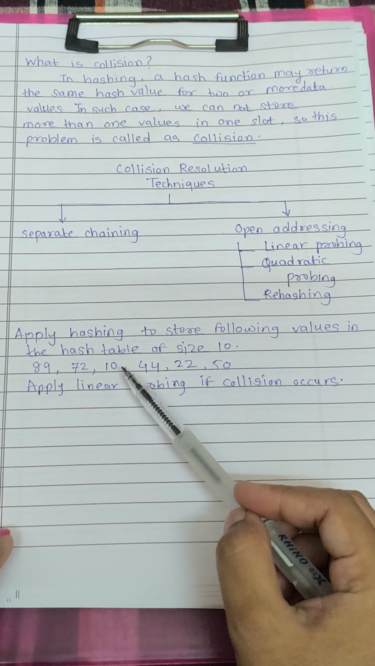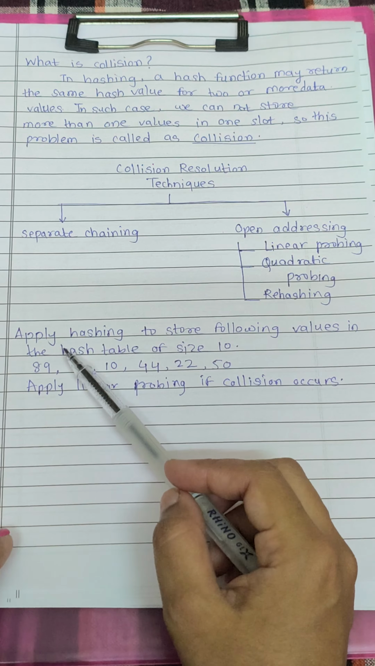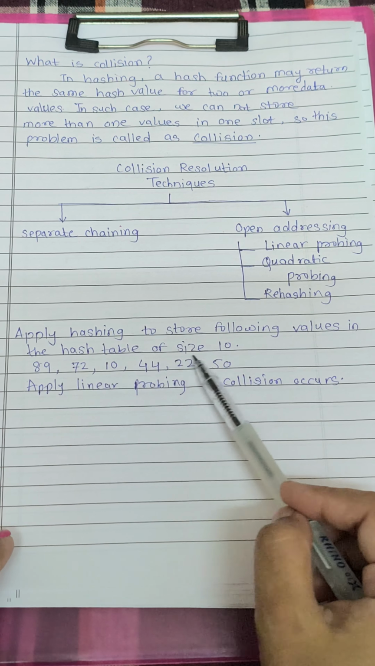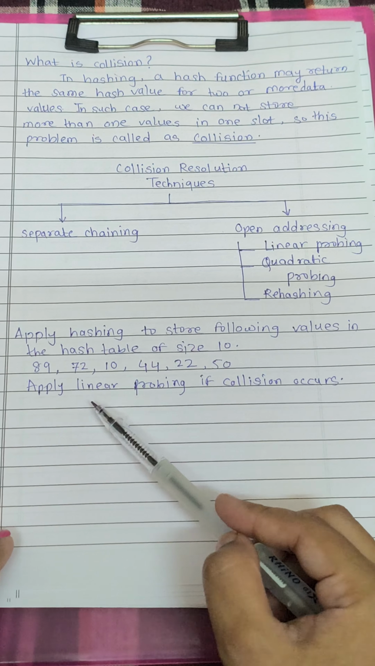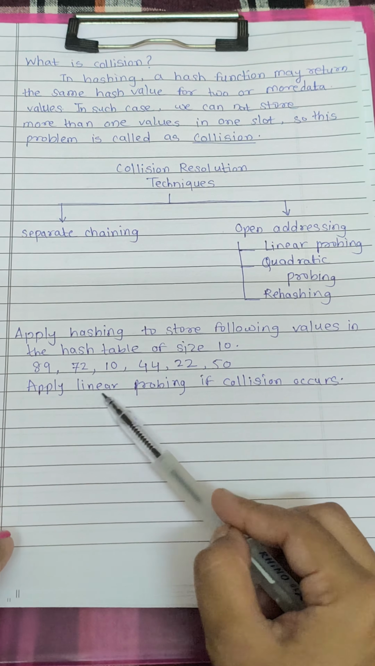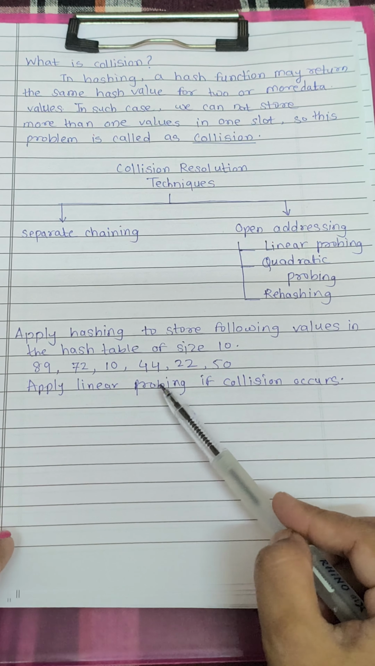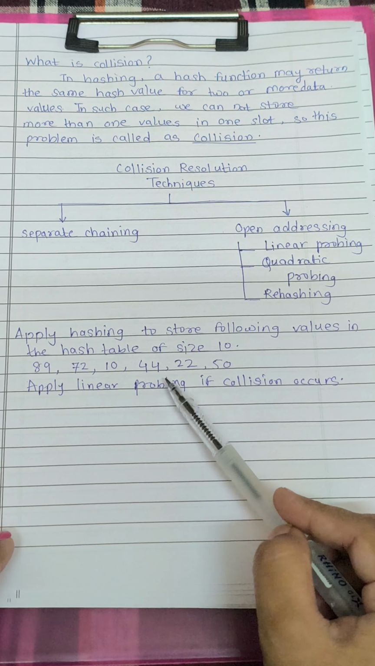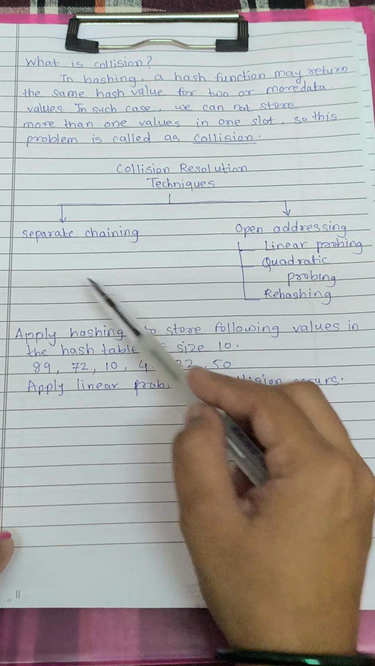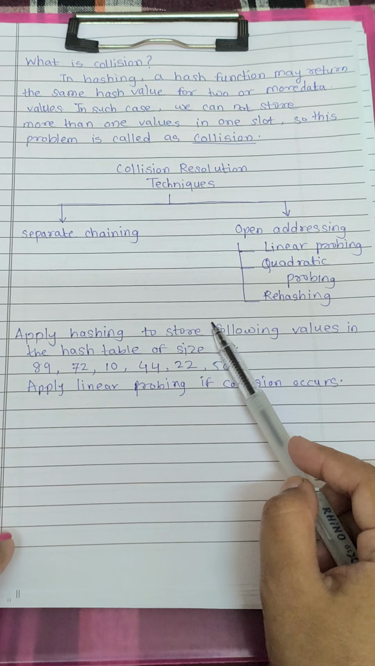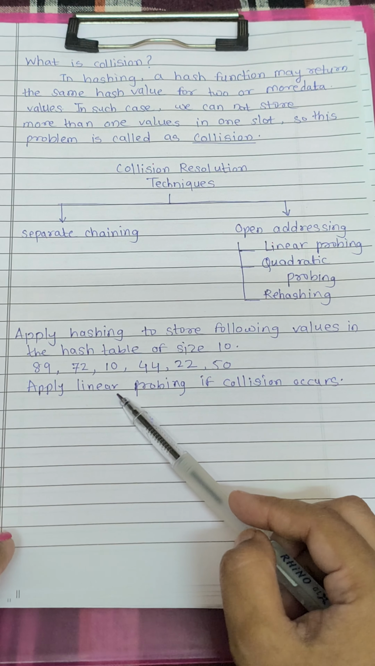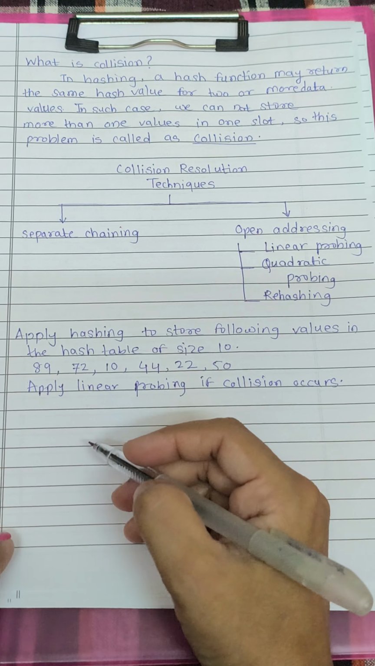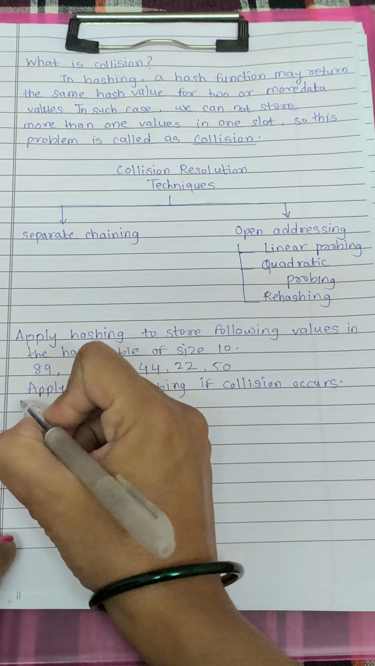There is this sum that we will solve, where it is mentioned clearly that we have to apply hashing. The table size is 10. I have to store all these values in this table, and if there is a collision, then I have to implement linear probing. If nothing is mentioned about collision, and collision occurs in our data values, we can implement any of the given techniques based on our choice. But if it is mentioned clearly, obviously we have to go for that particular given technique. So let's start with the solution for this.